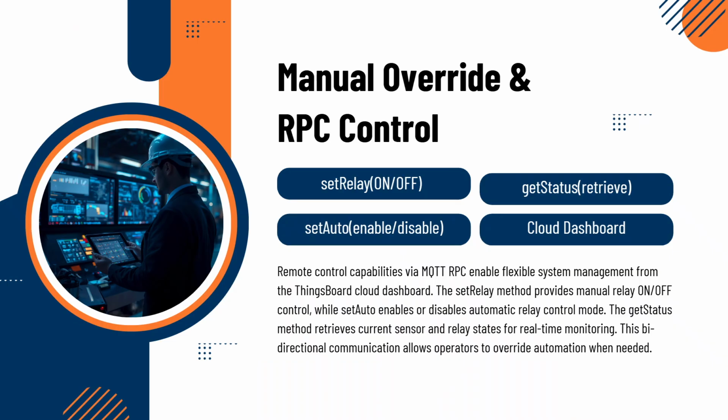Coming to the next slide, manual override and RPC control. In addition to automatic control, the system supports manual control using remote procedure calls, or RPC. RPC allows the cloud to send commands directly to the device. The set relay command is used to turn the relay on or off manually. The set auto command is used to enable or disable automatic mode. The get status command helps retrieve the current system state. This feature provides flexibility, allowing the user to switch between automatic and manual control depending on the situation.